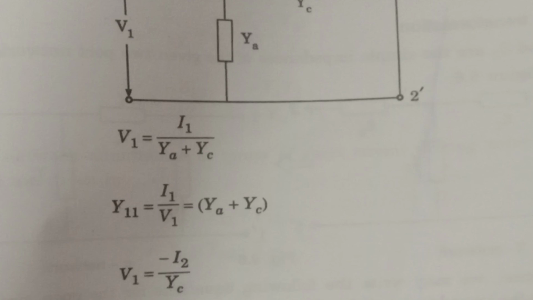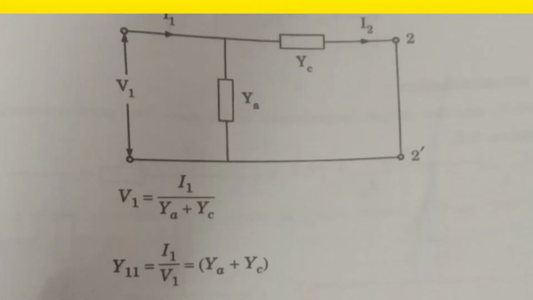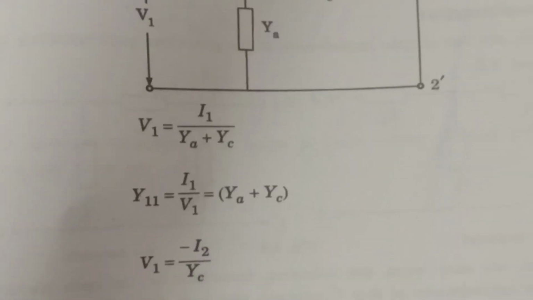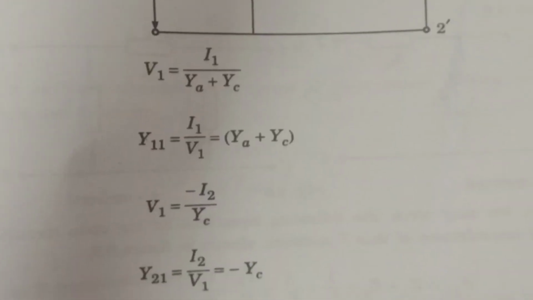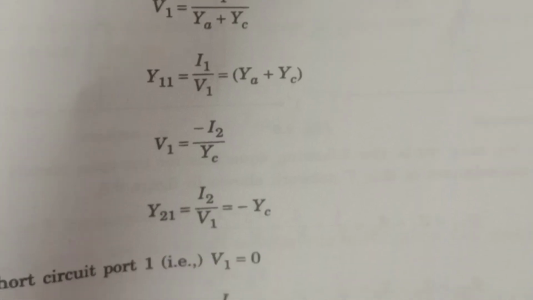Similarly, I2 can be expressed as minus V1 times YC, since the current flowing through it is negative. So Y21 can be expressed as I2 divided by V1, that is equal to minus YC.